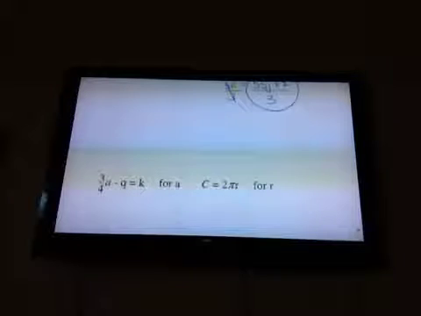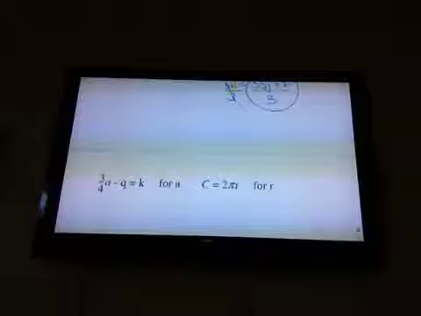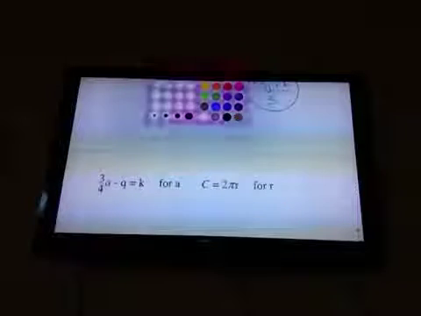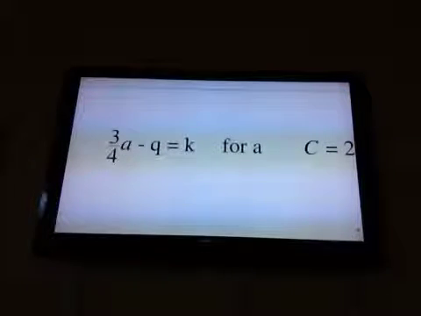Okay, next example. It has a fraction. So we're going to get rid of the fraction. We're going to take every term times the LCD, which is 4. So times 4, times 4, times 4.